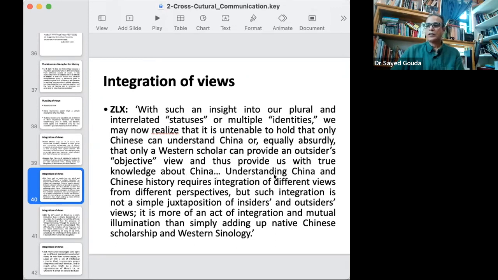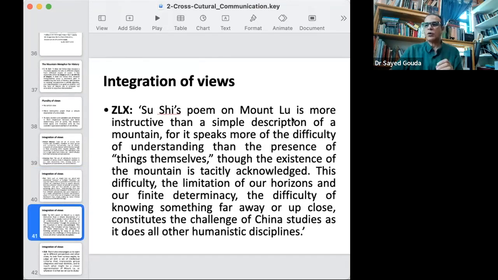And they say, understanding China and Chinese history requires integration of different views from different perspectives. But such integration is not a simple juxtaposition of insiders' and outsiders' views. It doesn't mean we just combine the two views and that's it, taking something from here and something from there. No, it's more complex than that, of course. It is more an act of integration and mutual illumination than simply adding up native Chinese scholarship and Western Sinology. Su Shi's poem on Mount Lu is more instructive than a simple description of a mountain, for it speaks more of the difficulty of understanding than the presence of things themselves.